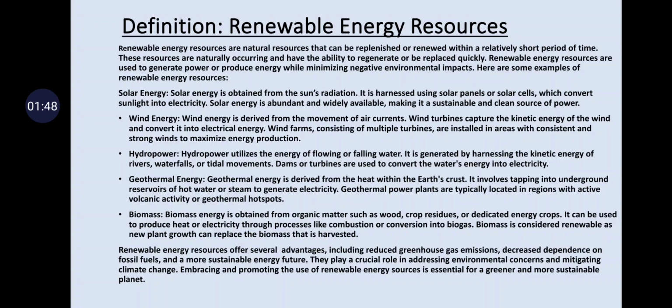Wind energy. Alright, now there's wind energy. Let me tell what's wind energy. Wind energy is derived from the movement of air currents. Wind turbines capture the kinetic energy of the wind and convert it into electrical energy.